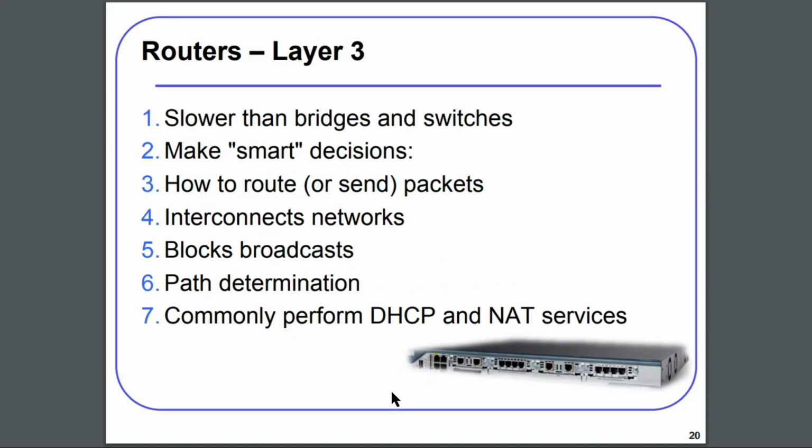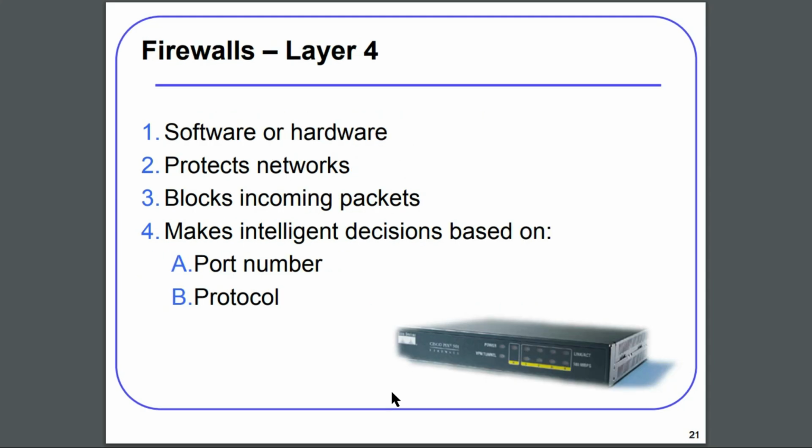In this slide we can see layer 3. Routers belong to layer 3. They are slower than bridges and switches, make smart decisions on how to route or send packets, interconnect networks, block broadcasts, perform path determination, and commonly perform DHCP and NAT services. So let's move to the next slide. In this slide we can see firewalls belong to layer 4. They are software or hardware that protects networks, blocks incoming packets, and makes intelligent decisions based on port numbers and the protocol. So let's move to the next slide.